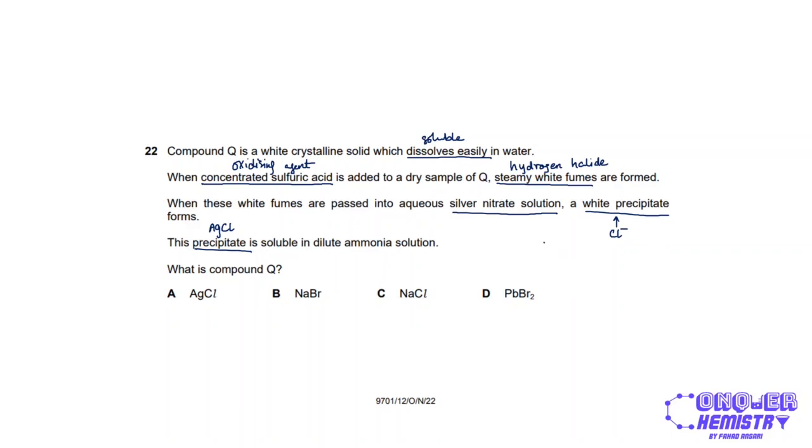All right. Now, out of these options, we're going to eliminate option B and option D. We're left with options A and C. Now we know that option A, silver chloride, is a precipitate. It does not dissolve. And we know that compound Q dissolves easily in water. It is soluble. So it has to be option C here.